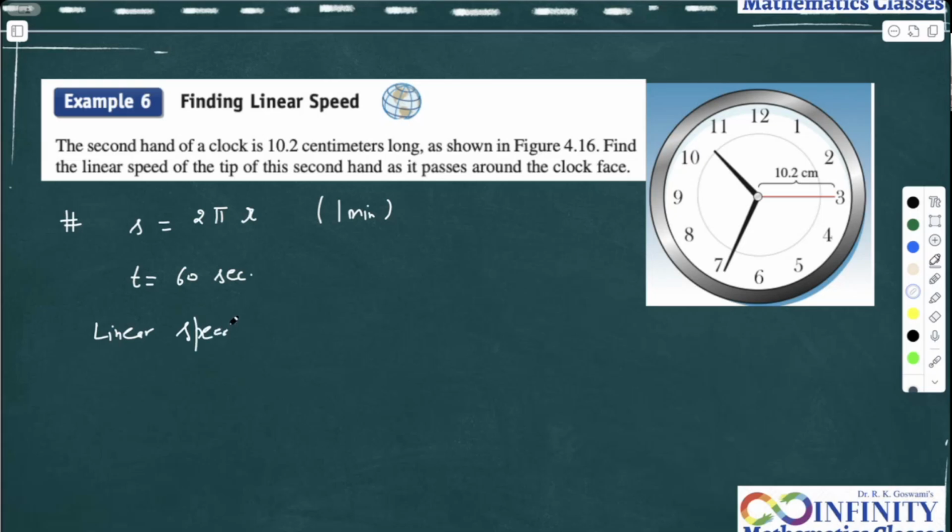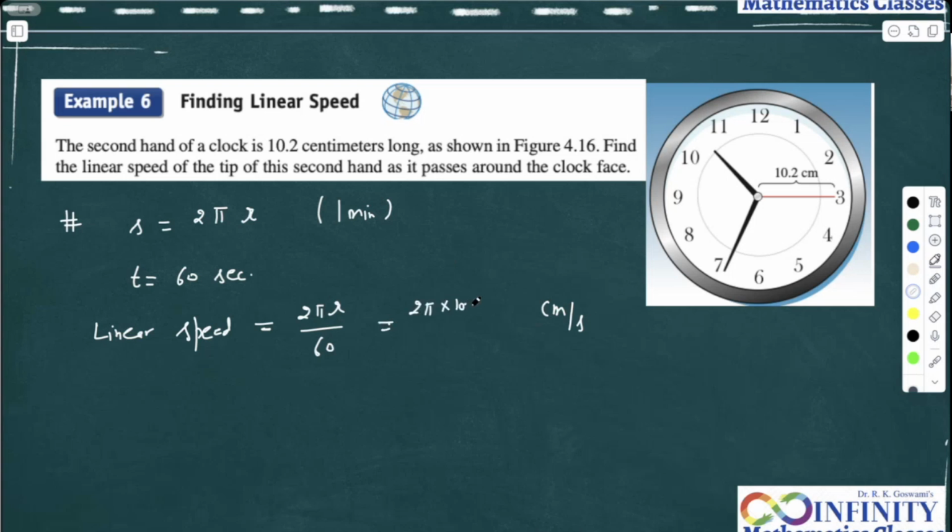So it would be 2 pi r over 60 seconds. Perfectly okay, because the numerator is going to be in terms of measurement centimeter, and the denominator is seconds. So the unit should be centimeter per second. Now you just plug in the values.